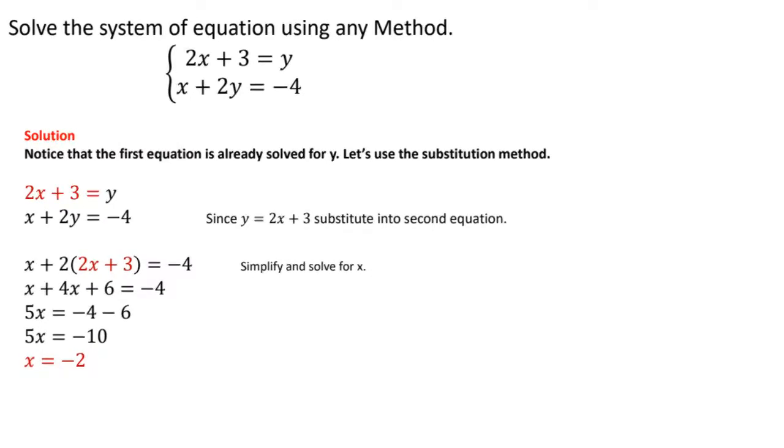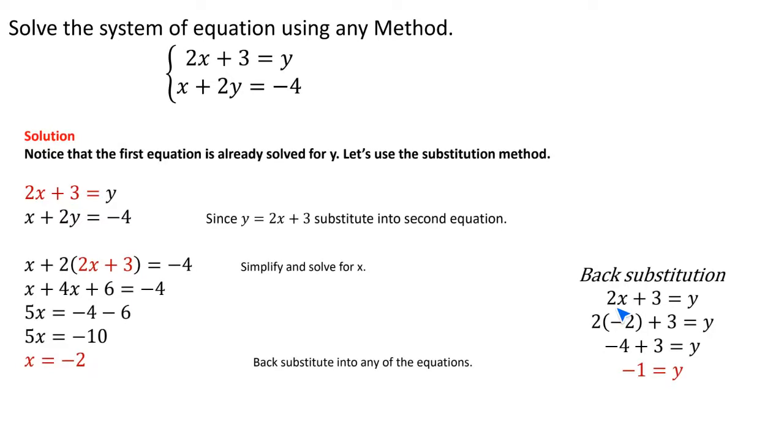Now I need to know what y is, so I back substitute. And I'm going to do it on this side. So again, you can choose any equation. So 2 times negative 2 plus 3 is equal to y. So we end up with negative 4 plus 3 is negative 1 is equal to y. So always make sure that you write your solution as a solution set, meaning that you need the braces here, and then you need the parentheses here.